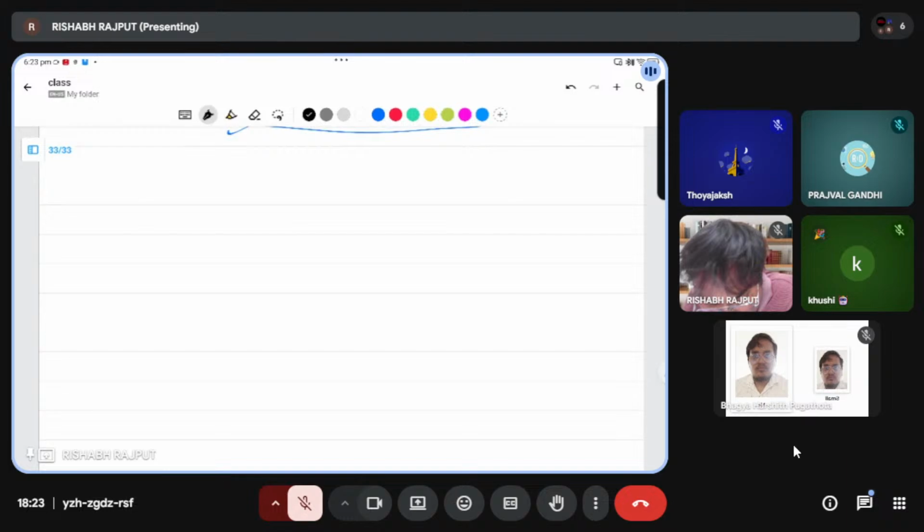For chlorine, minus 1 charge is there and the overall charge is 0. So now you will get plus 2. So here plus 2 charge will come on the nickel, that is the oxidation state.